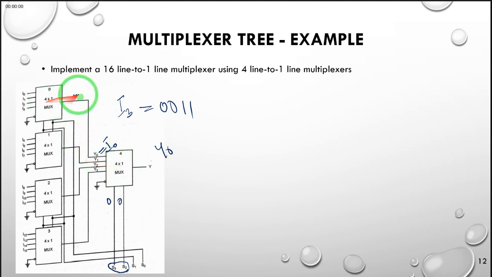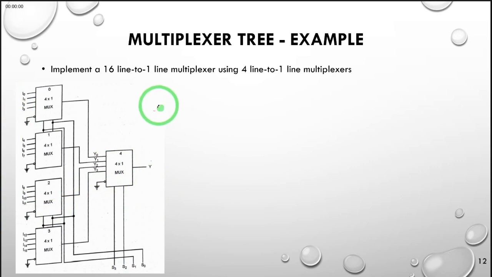And what is coming out of Y0? We know that the select lines are S1 and S0, and for 3, S1 and S0 are at 1, 1. For that reason, we send a 1 here and a 1 here, and therefore when we have sent a 1, 1, the code is a 3, and therefore what is selected is this input I3. Let's look at another example.